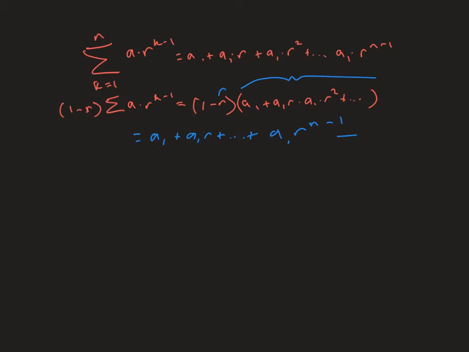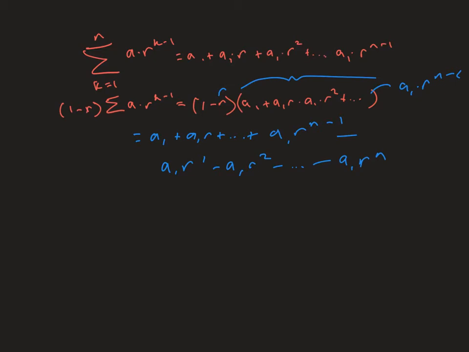So now we're going to have a big minus sign, and we're going to have minus a sub 1 times r sub 1 times r to the 1 minus a sub 1 times r squared minus dot dot dot minus a sub 1 times r to the n. Because remember that last term in this parentheses right here is a sub 1 times r to the n minus 1. So when we multiply it by r, we're going to get that last term to be a sub 1 times r to the n, because we multiplied by 1 more r.